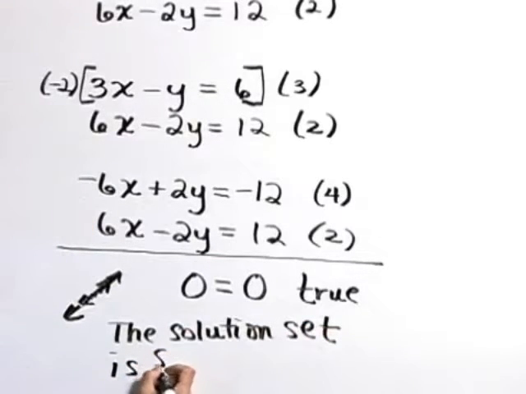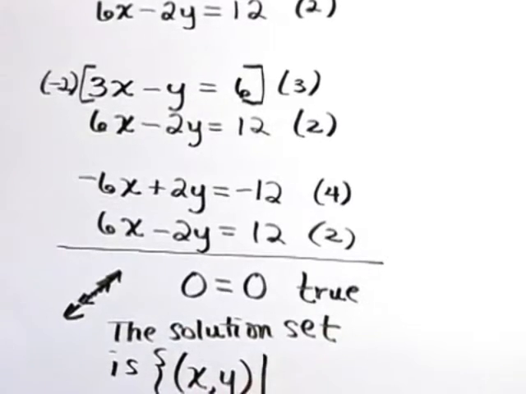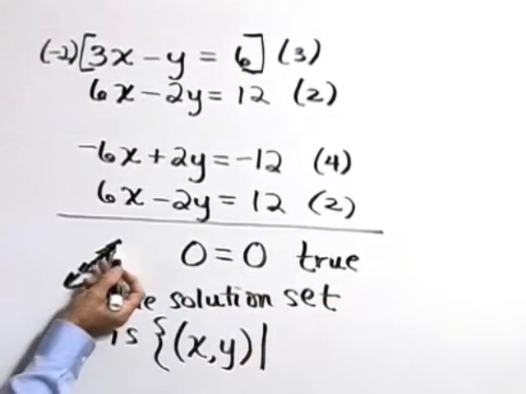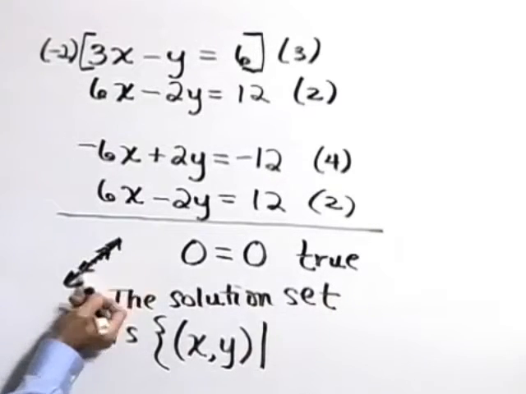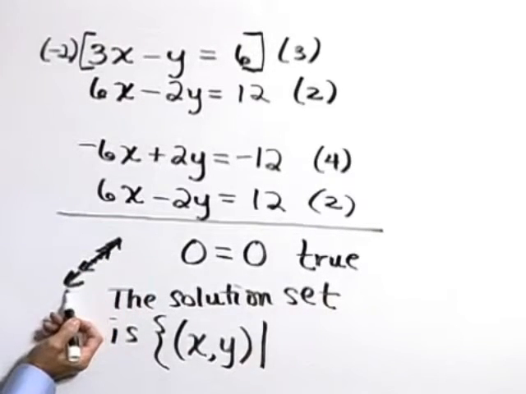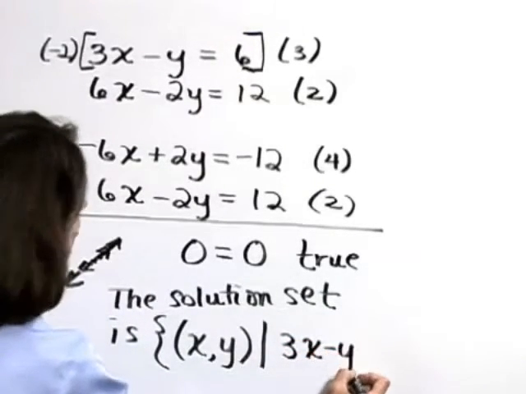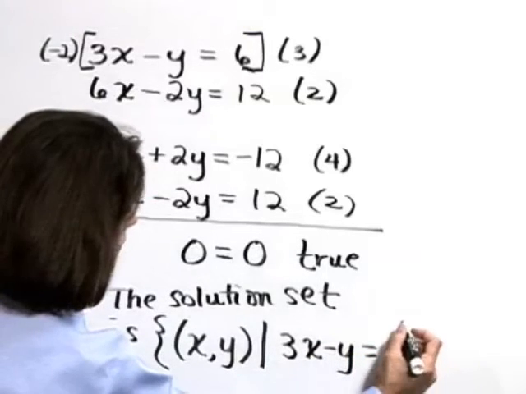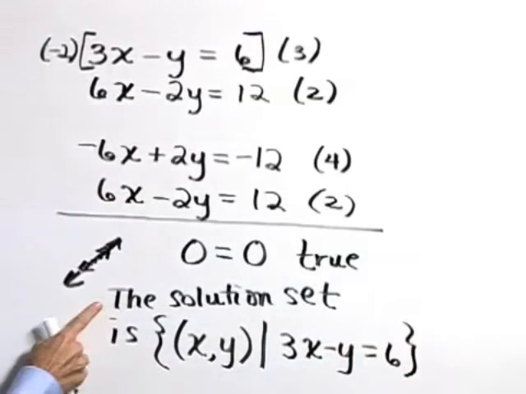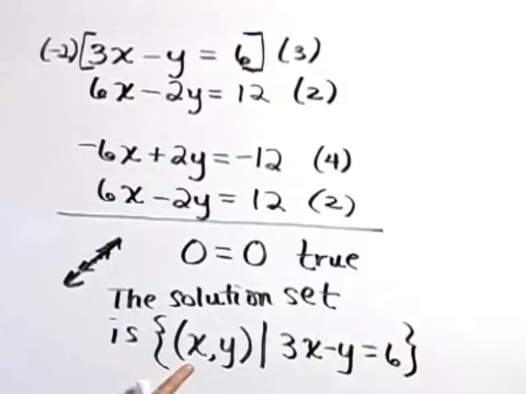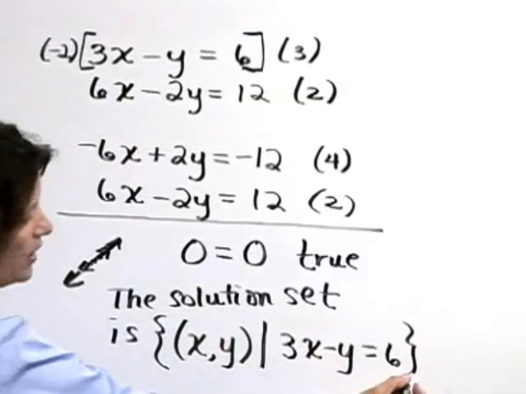is a set that consists of all points x, y, such that, now I can describe both of these lines using the same equation because they are indeed the same. And I'm going to choose equation 3 from above: 3x minus y is equal to 6. Let's go ahead and read that again. The solution set is all points x, y such that they satisfy the equation 3x minus y is equal to 6.